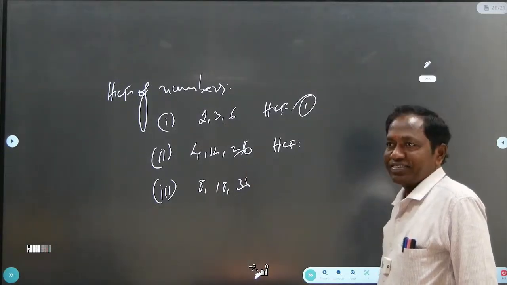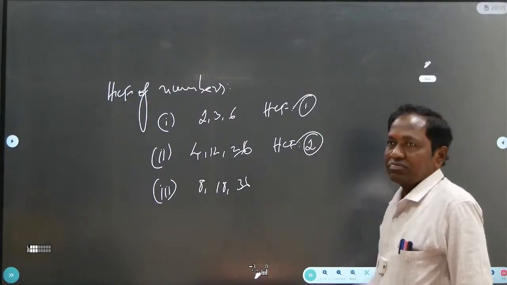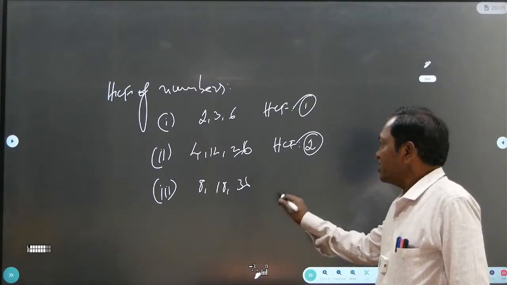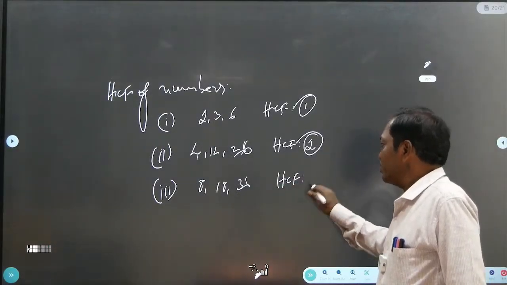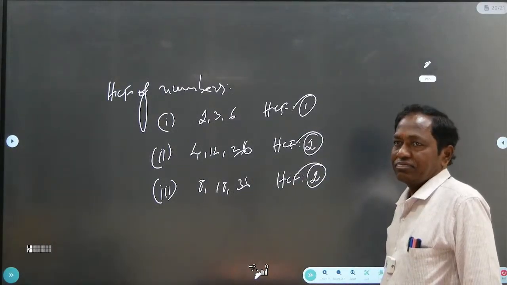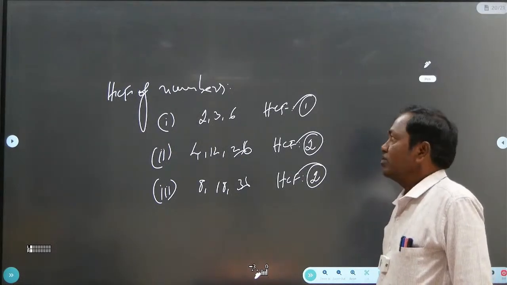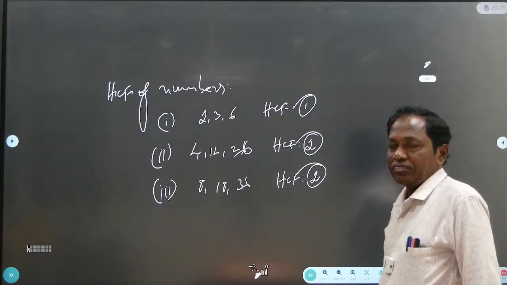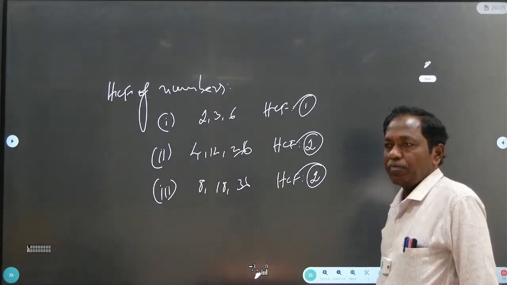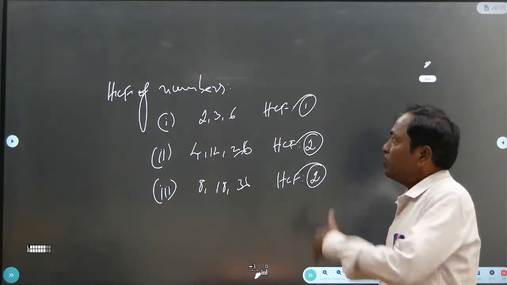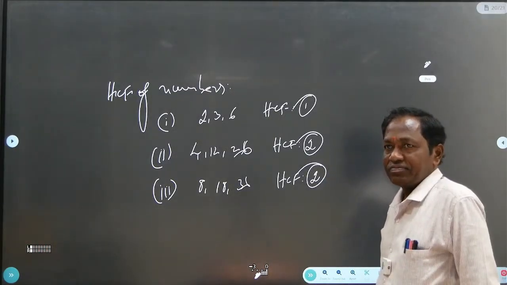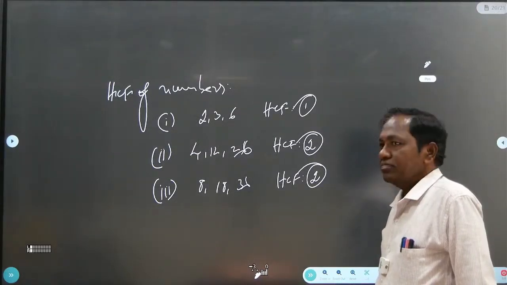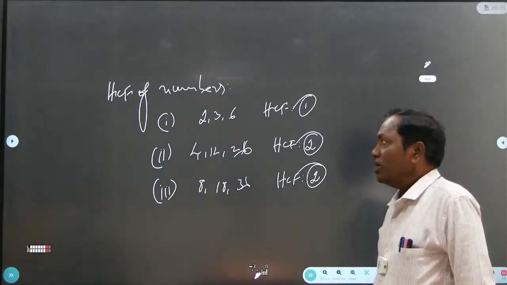Because all are even numbers, the HCF is 2. All 3 are even numbers. 8, 18, 36: here also all are even numbers, so 2. It's like that. Otherwise, you will have to find it by the division method. Okay. Next.